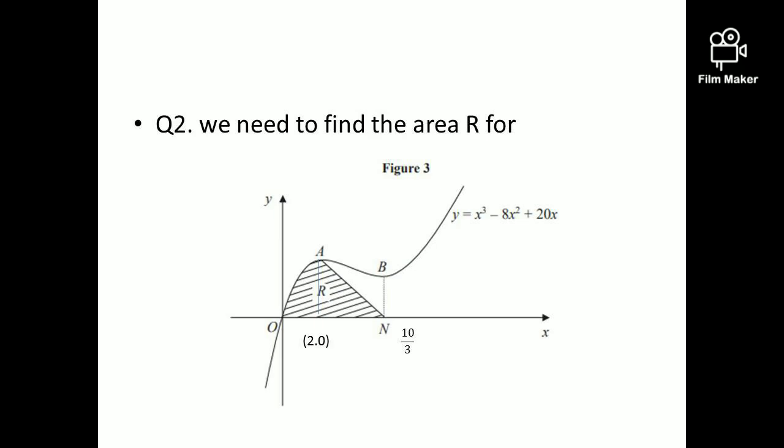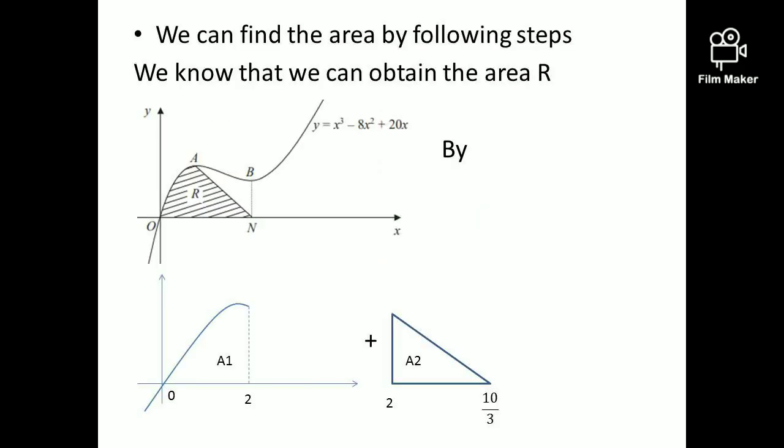This is our second example. In this question also, we need to find the area R as shown in the diagram. From this diagram, you can understand that if you want to find the required area R, you can obtain the area A and you can add the area of the triangle A2. From A, if you make a vertical division, you can understand that it's split into two areas, A1 and A2. By adding these two areas, you can obtain the required area R.